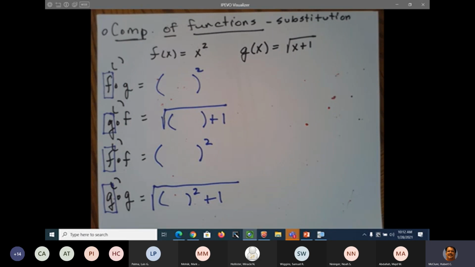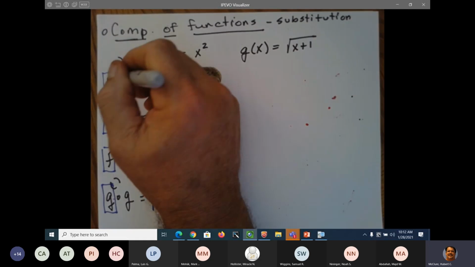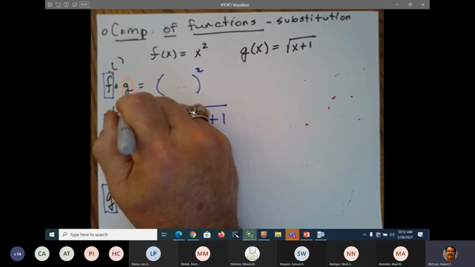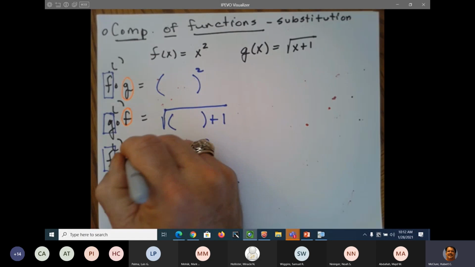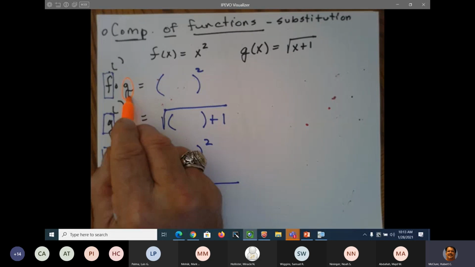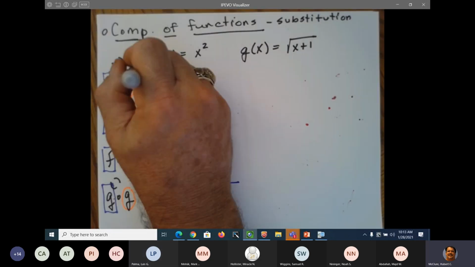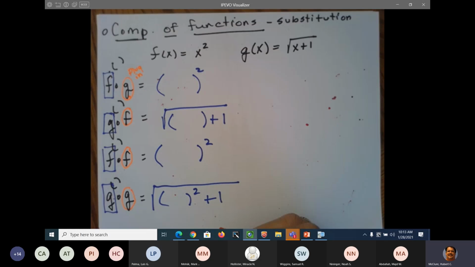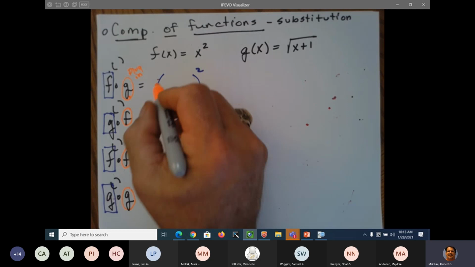Now I'm going to take a different color from blue. Let's go with orange. And I'm going to circle g, and f, and f, and g. So that means wherever there's a set of parentheses, I'm going to plug in what? G, Hubert. Thank you, class. I appreciate the interaction. So the square root of x plus 1.